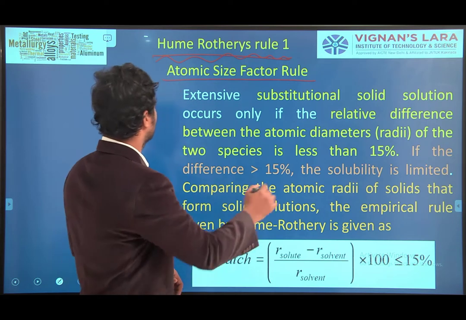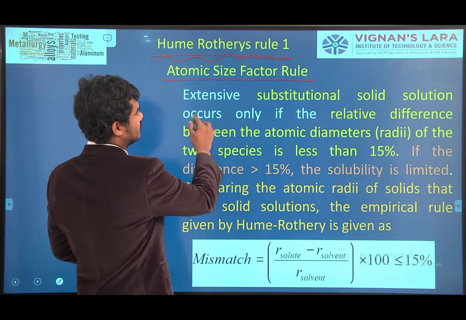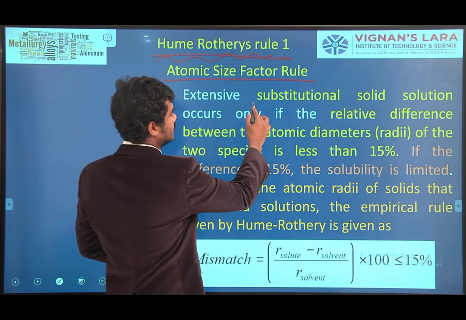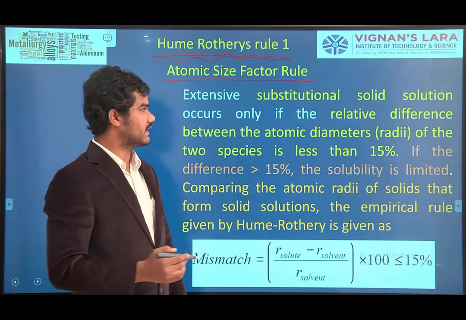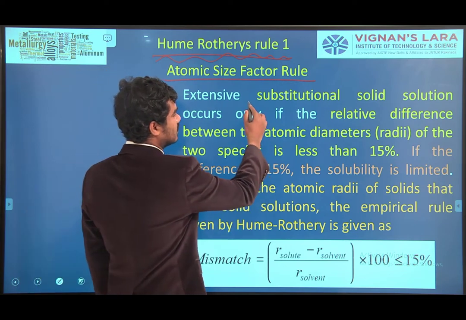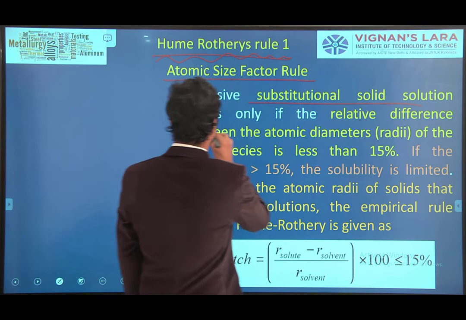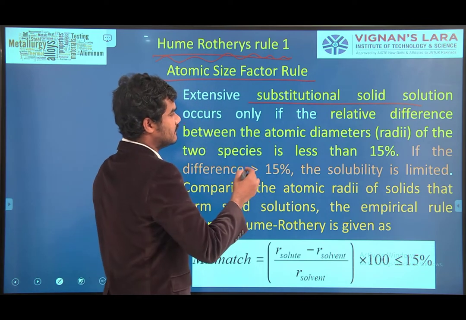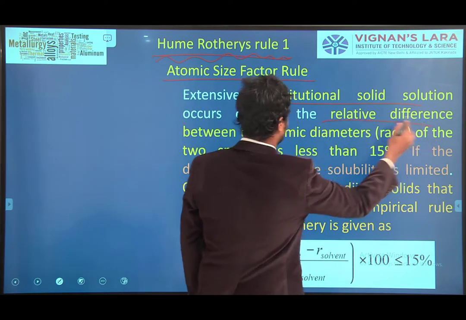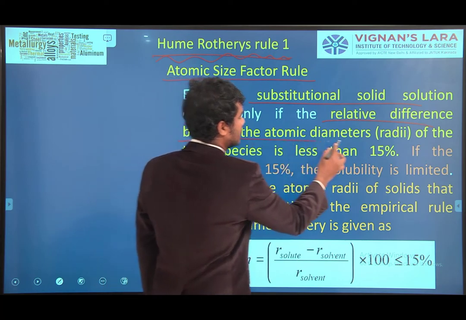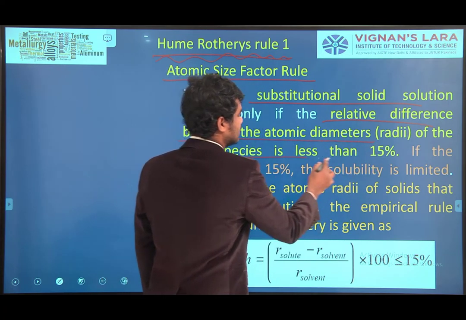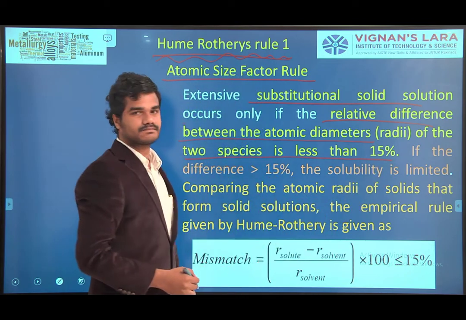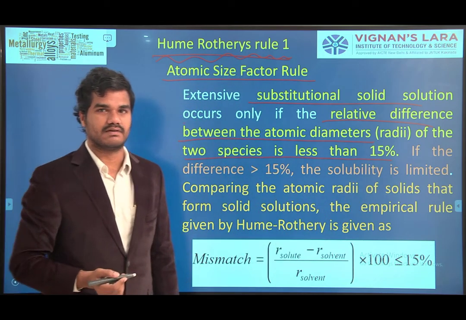Extensive substitutional solid solution occurs only if the relative difference between the atomic diameters or radii of the two species is less than 15%. You try to understand well.